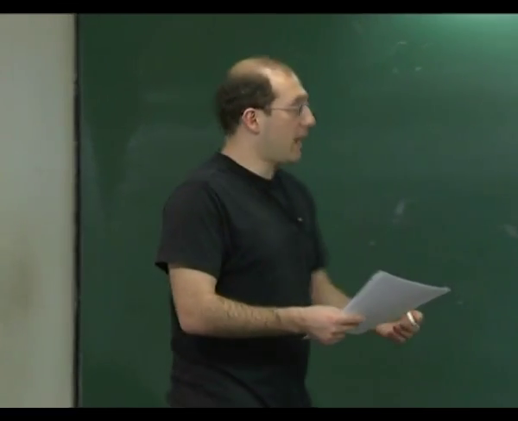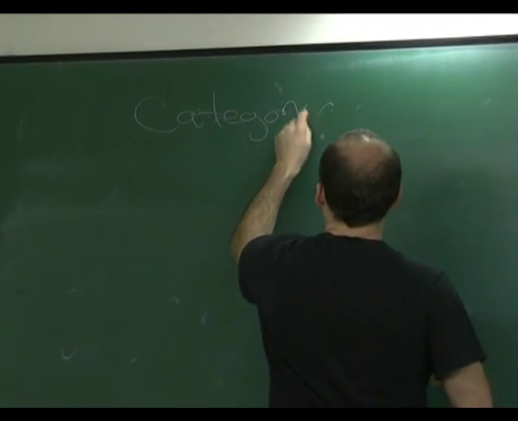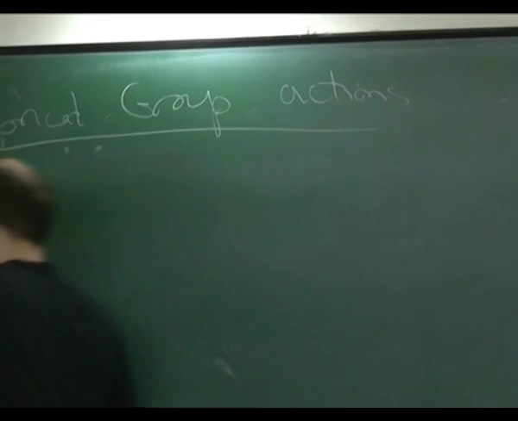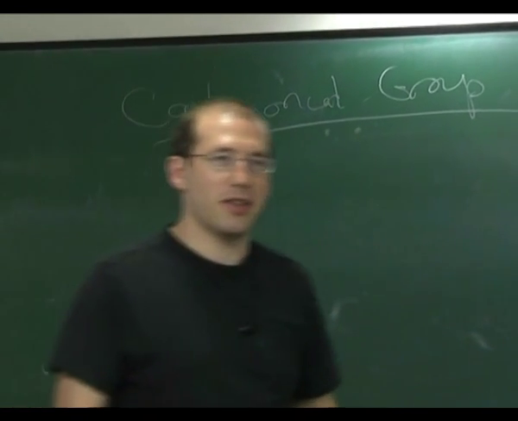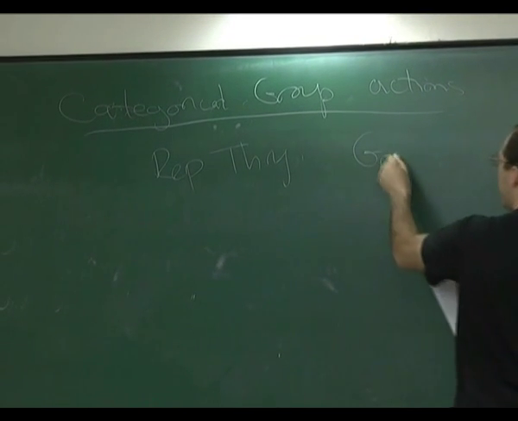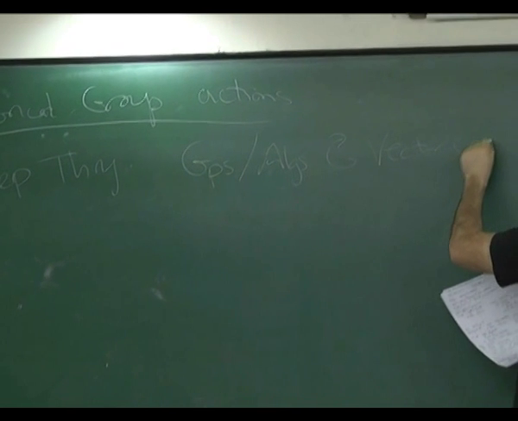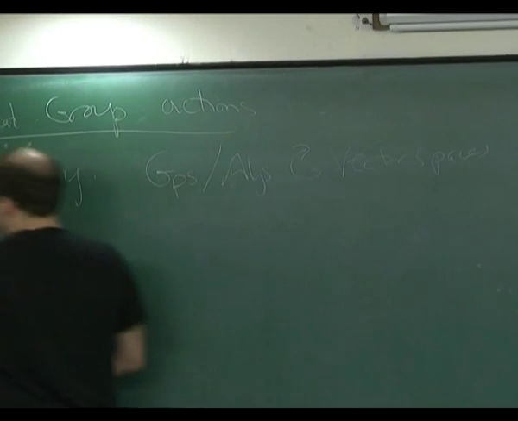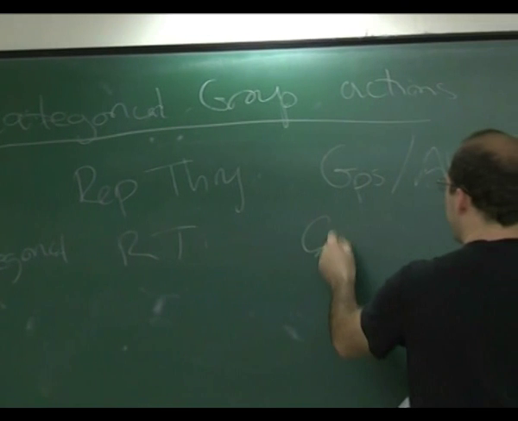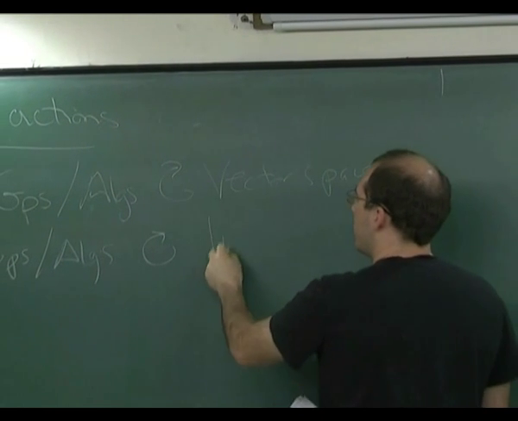So today I'm going to talk about categorical group actions of Coxeter groups and braid groups. I work in a field called categorical representation theory. Normal representation theory is interested in groups or algebras acting on vector spaces. Categorical representation theory is roughly the same thing: groups and algebras acting on categories. There's some sort of linear structure here, so I'll say linear categories.